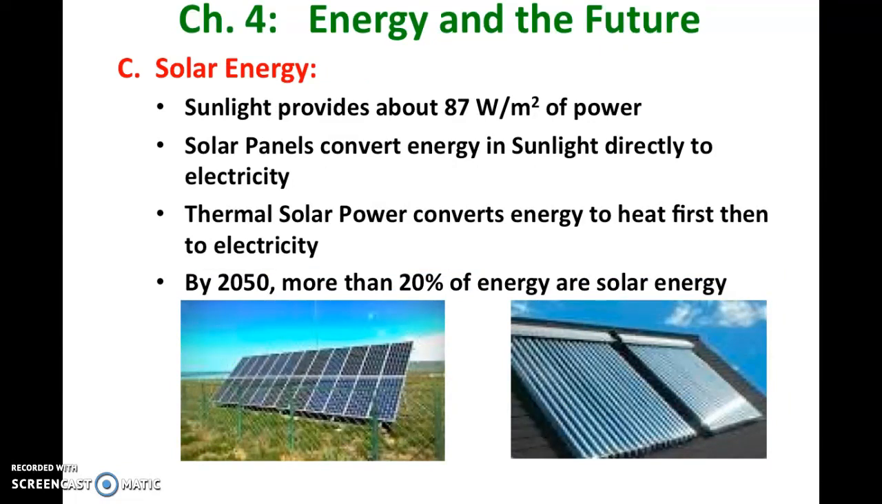Solar energy is a popular clean energy. Sunlight provides about 87 watt per meter square of power. Solar panels convert light or radiation directly to electricity. Solar power systems convert light or radiation energy to heat and then to electricity.